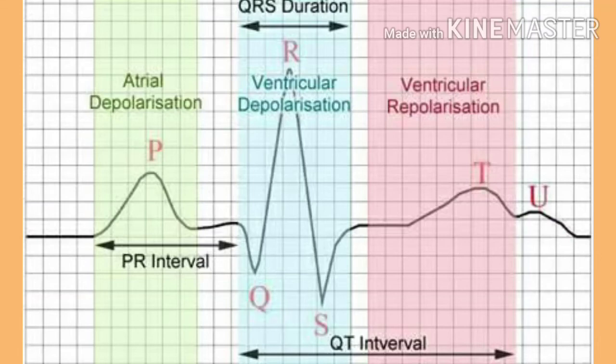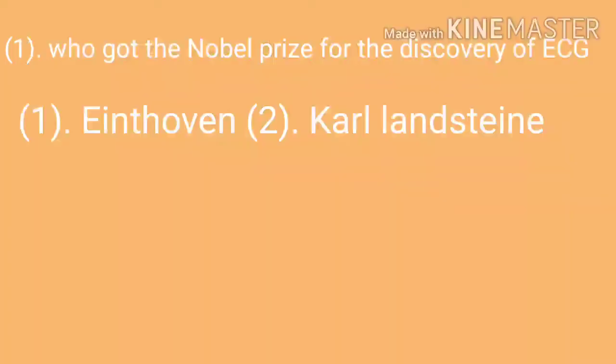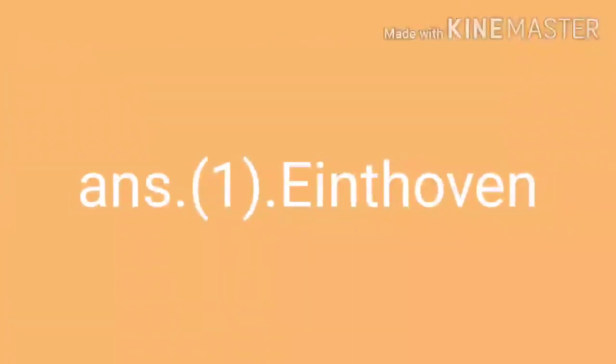Okay. Now, next topic I'll discuss is question time. Question number 1. Who got the Nobel Prize for the discovery of ECG? And the options are: number 1, Einthoven; number 2, Karl Landsteiner; number 3, William Harvey; number 4, Frederick Sanger. And the answer is option 1, Einthoven.